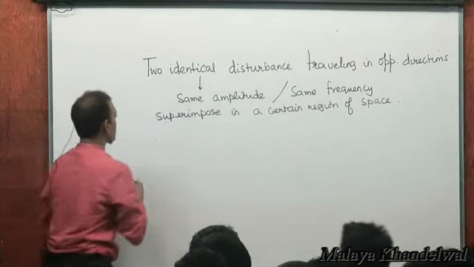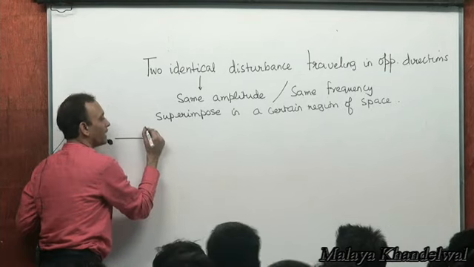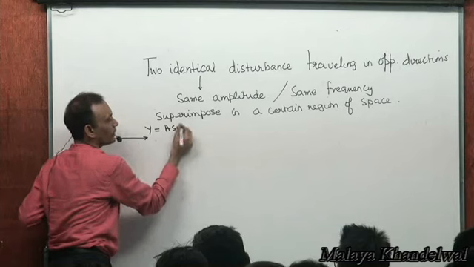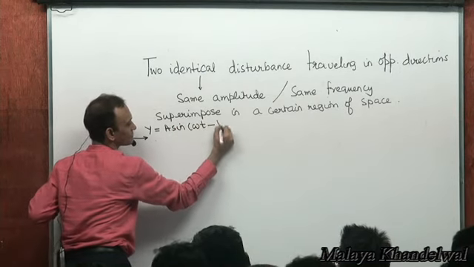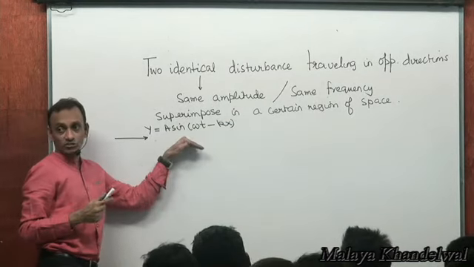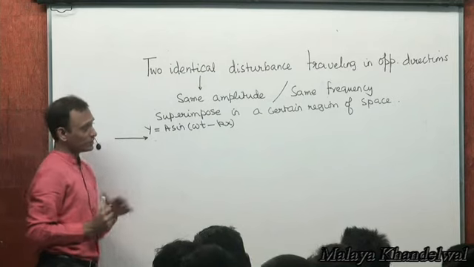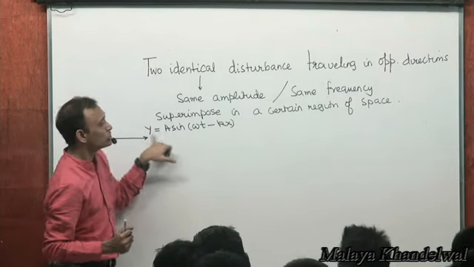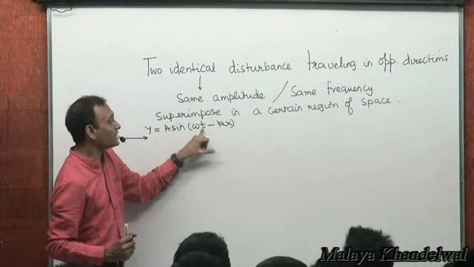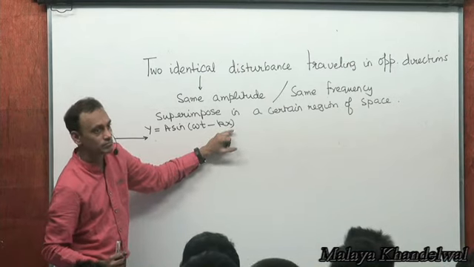Okay, let's say there is a disturbance that is traveling in the positive x direction and that's given by, say, A sine omega t minus kx. This is a traveling wave in the positive x direction with amplitude A and angular frequency omega. This is the disturbance it causes to particles at x at various instants of time t, or at a given instant of time t to particles at different values of x. Yes or no?